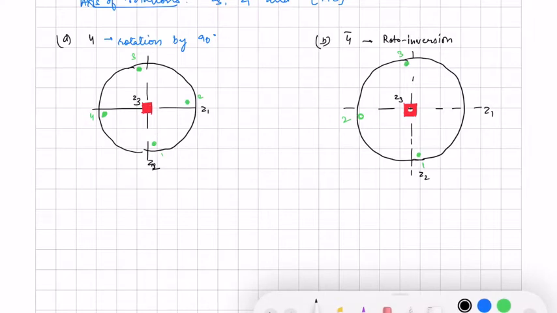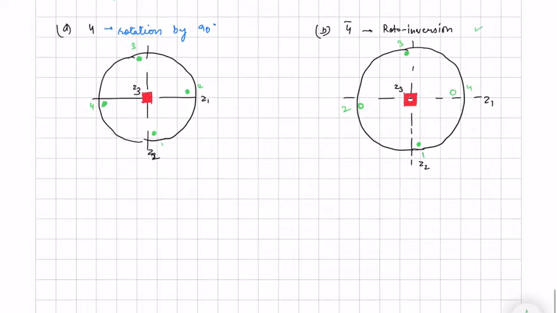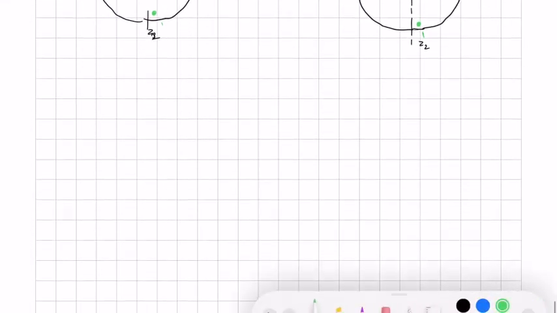Okay, then this, after 90 degree rotation, comes at the position of point 2, and then after inversion about origin becomes a hollow point here. This is point 4. And then this, after rotation about 90 degree, goes to the position of point 3, and after inversion about origin coincides with point 1. So this is 4 bar or 4 fold roto inversion.